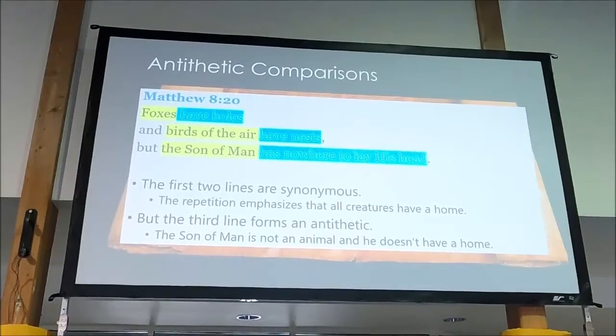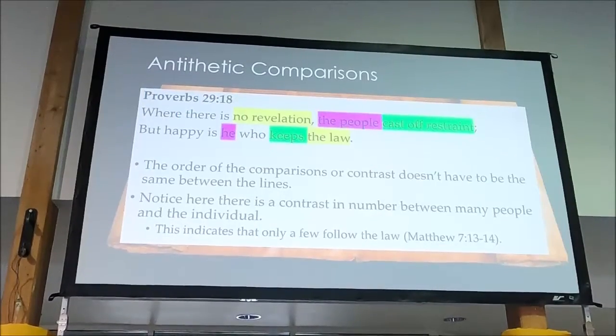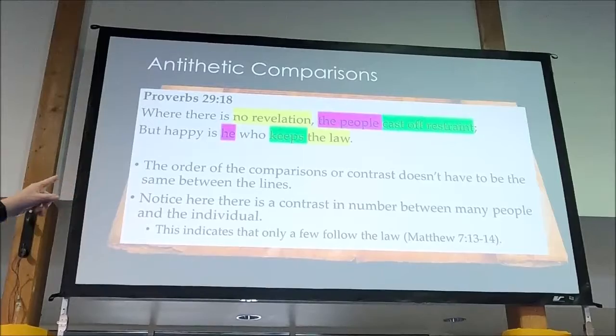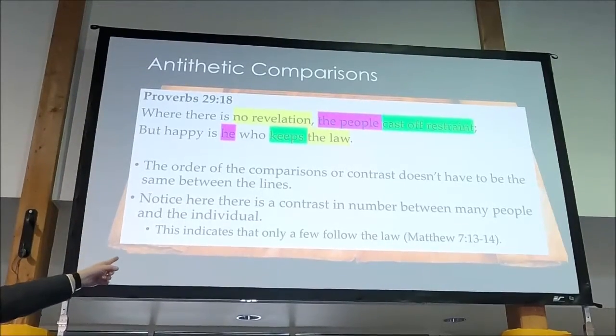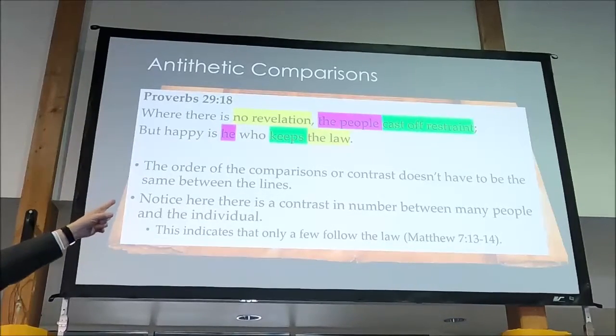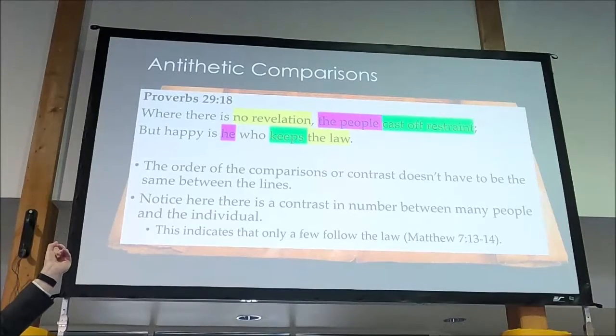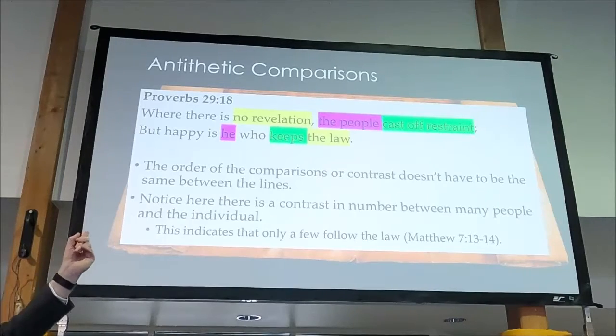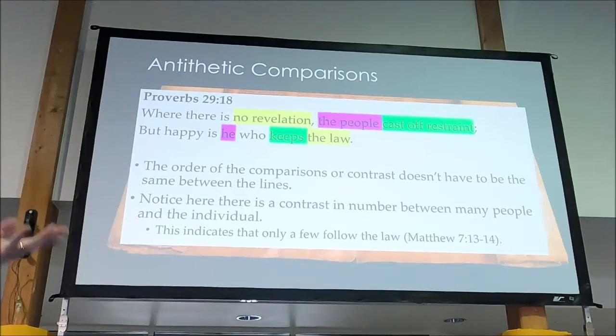Having God tell you something versus God's not telling you anything. Okay? But there's actually other ones in there. Notice the first line says cast off restraints. The other one says keeps. Okay? And notice the people versus he. What's the difference? The people are wicked, but he is righteous. That's in there, but in general.